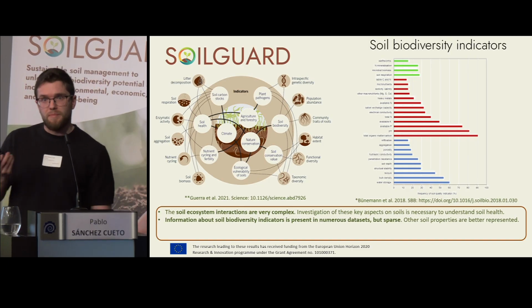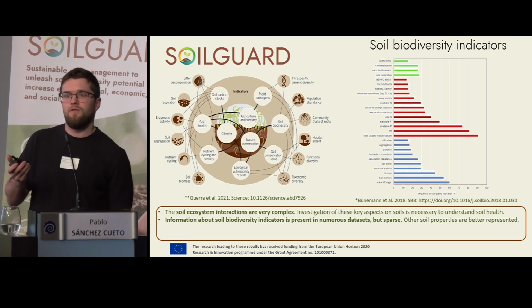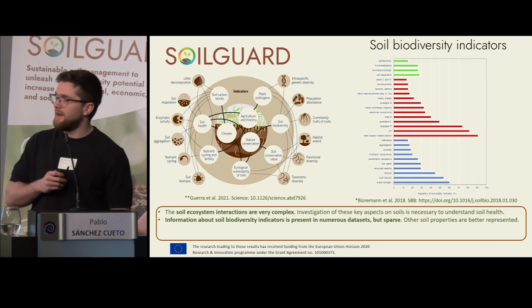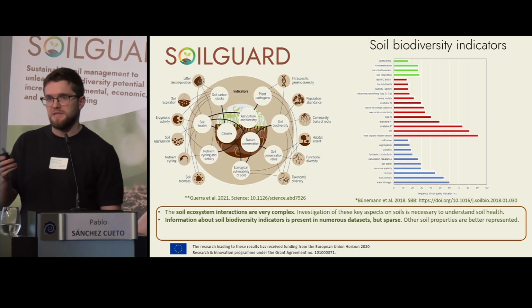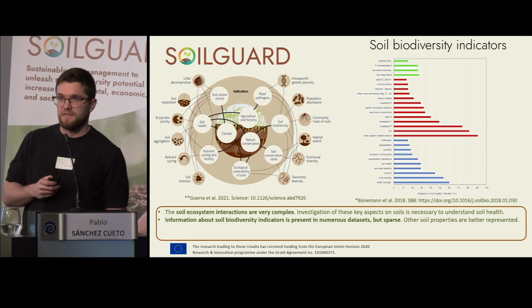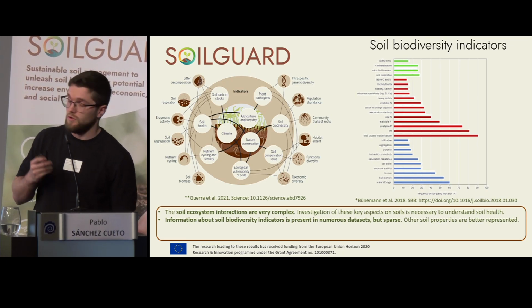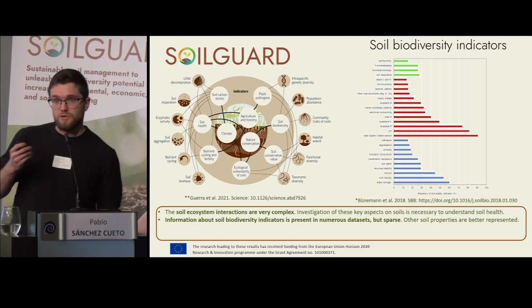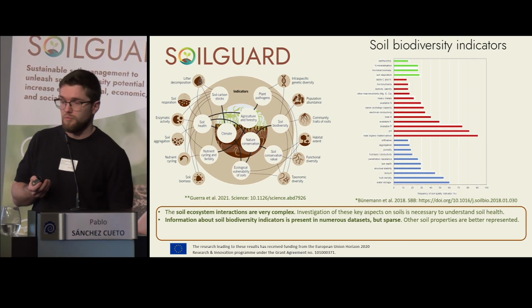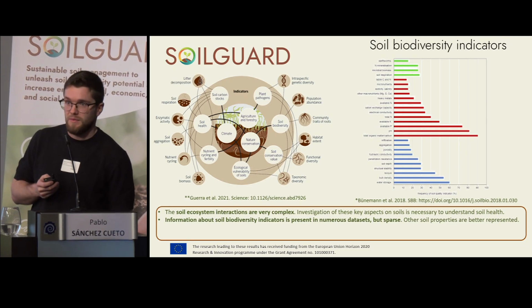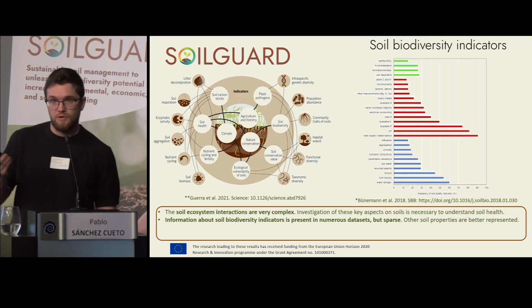However, this complexity, and maybe also the lack of awareness in the past of soil life, has led to a quite imbalanced presence of soil biodiversity metrics in soil quality assessment, as has been described by this review, where they compile a lot of soil quality assessments, where most of them use typical soil properties well known, such as total organic matter and pH, in almost all the studies.